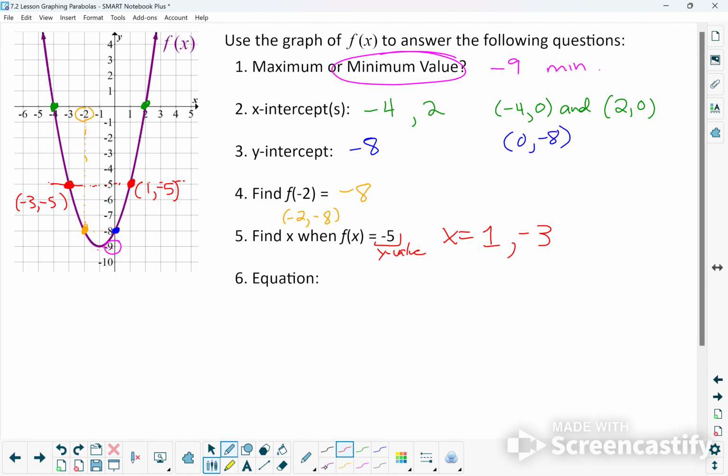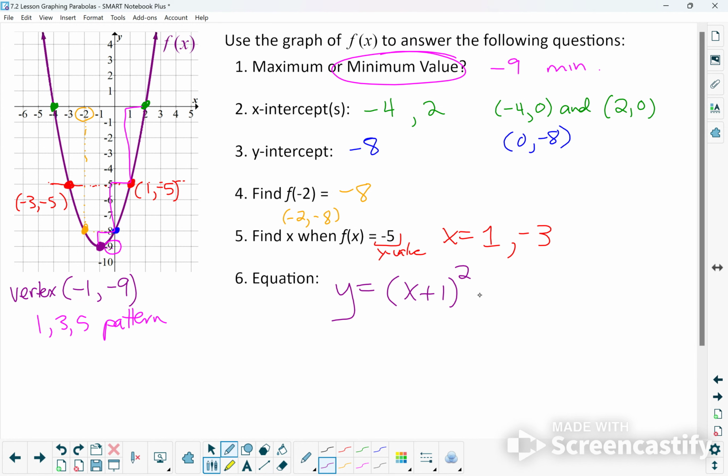Okay, finally, our last question here asks us to write the equation. For the equation, we use the vertex. So this function has a vertex at (-1, -9). And if we check the stretch really quick, it's just a regular 1, 3, 5 pattern. So our equation would be y is equal to (x + 1) squared, and then -9.